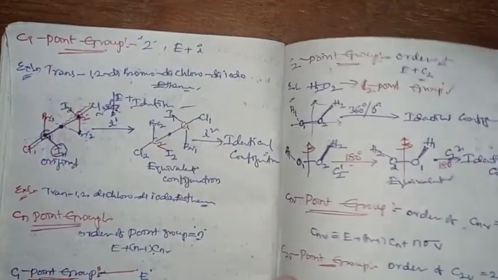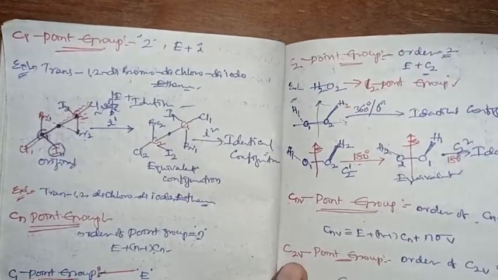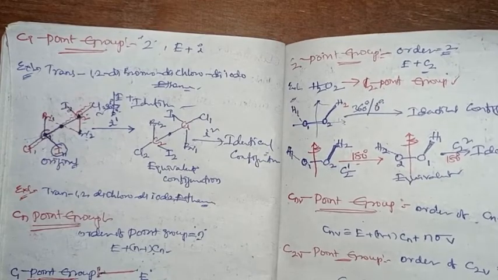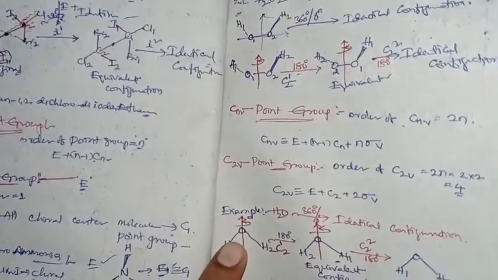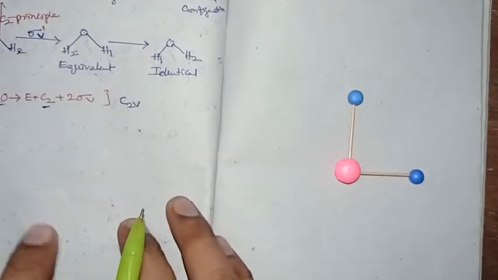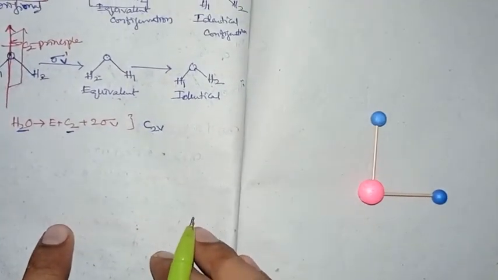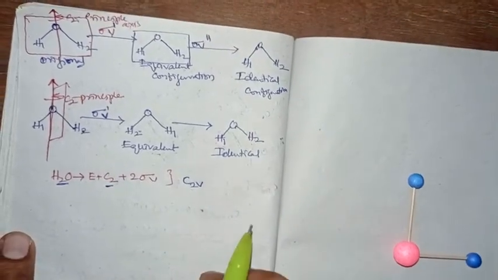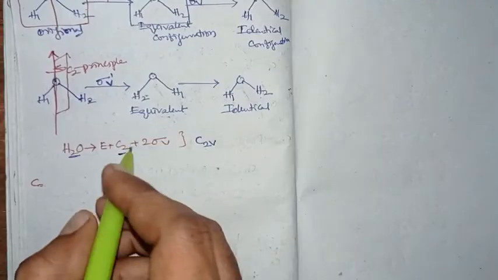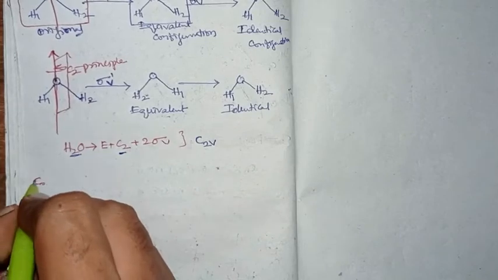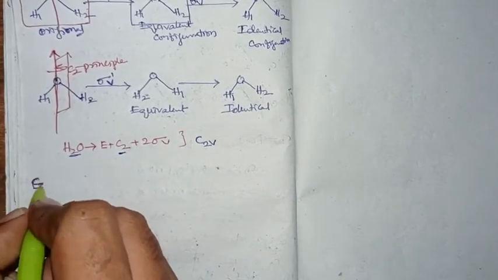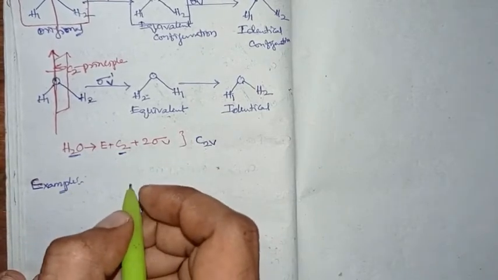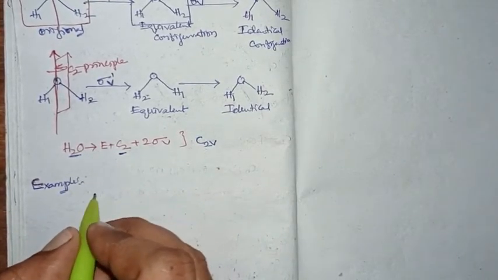That's how we have described the C2v point group with the example of water, right? So that's the C2v point group and the water molecule example. For your practice I am going to give you multiple examples which you can try for the C2v point group.